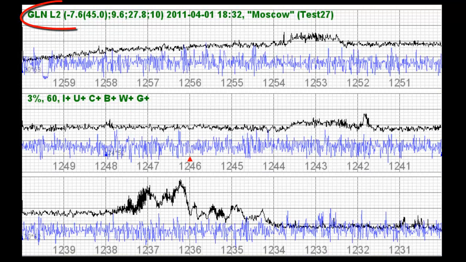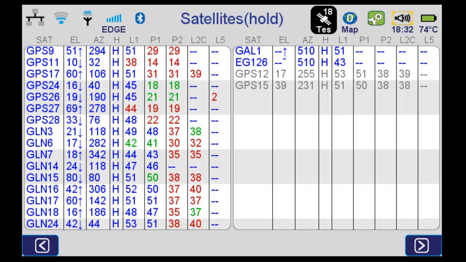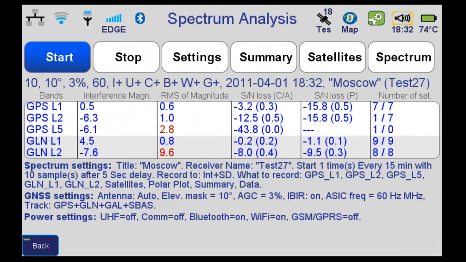Next is GLONASS L2, which has 7.6 dB less AGC and has some interferences, and has huge activities in the AGC control voltage as shown in the blue color. Satellite screen signal strength numbers reflect the results of what we saw in the previous screens. And in the spectrum analysis screen, the summary reflects the same.